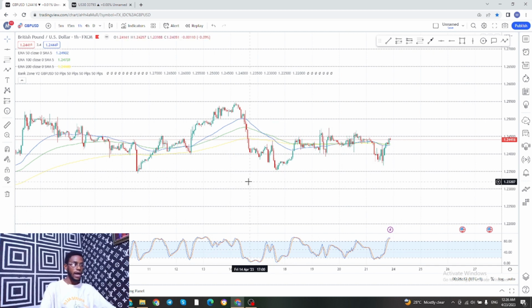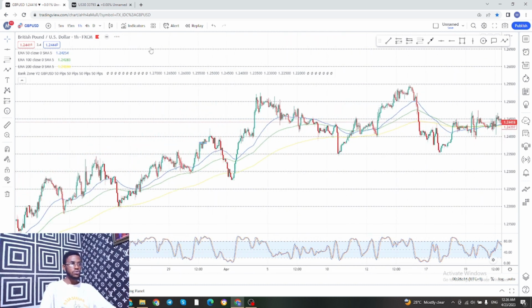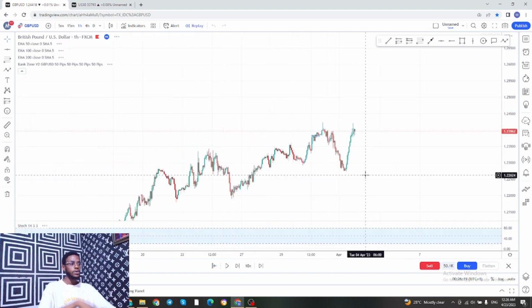So I'm just going to show you how to trade the bank zones. Let me just put this right here and replay it. So let's just replay it from here. Boom.